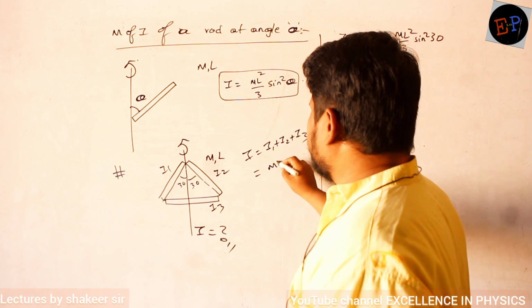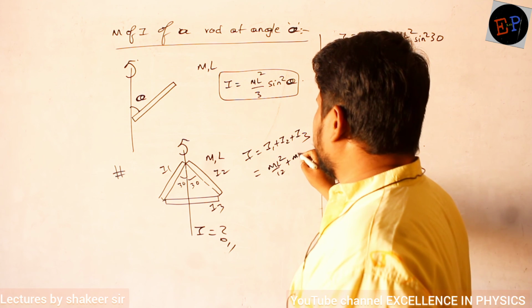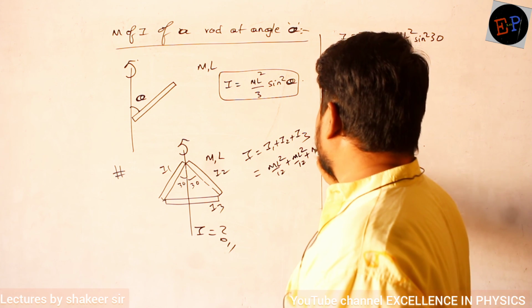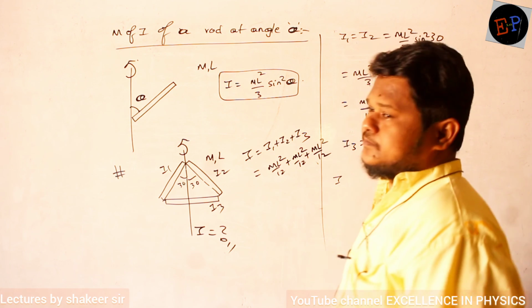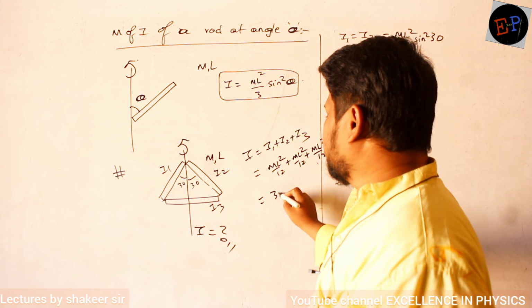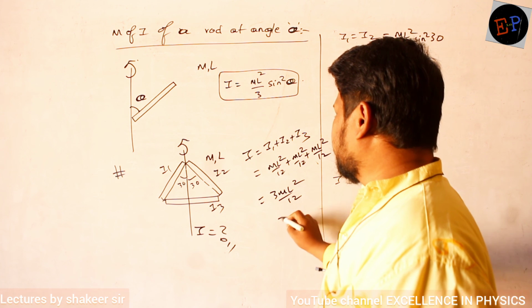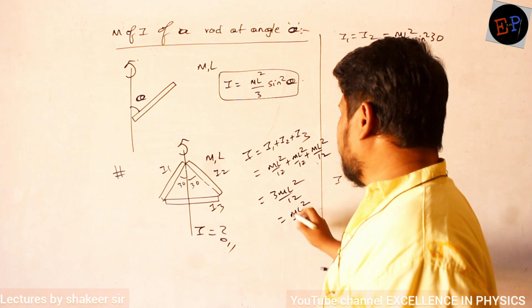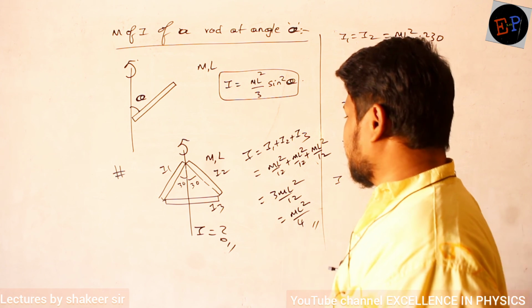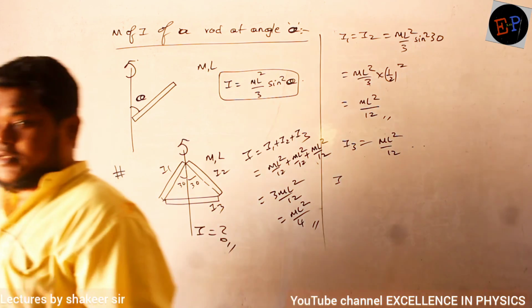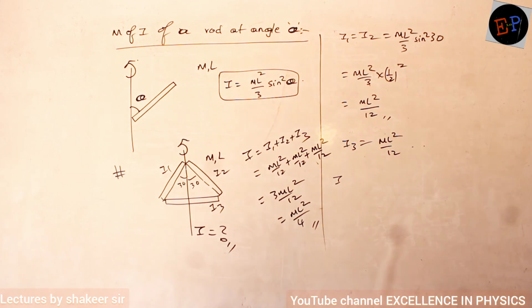So therefore ml square by 12 plus ml square by 12 plus again ml square divided by 12. Clear now? So it is 3 ml square divided by 12. So it is ml square divided by 4. That is my answer. That is the total moment of inertia. Understood? That's it.